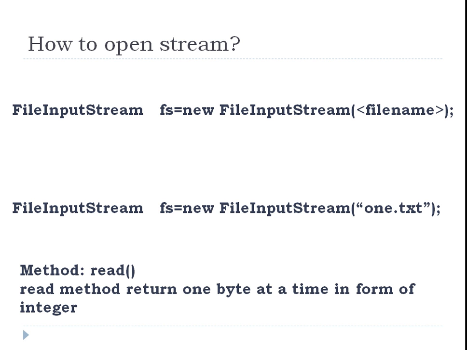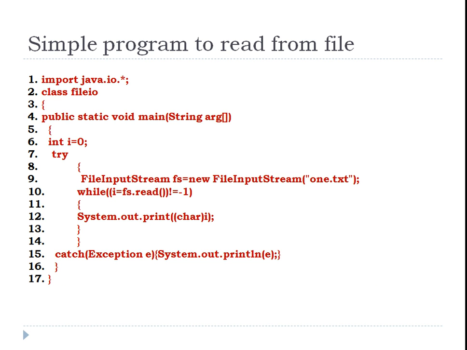And this is the method to read information from the file. When we call this method, it will read 1 byte. So in order to read multiple bytes, we have to call this method a number of times. So this is the first program.